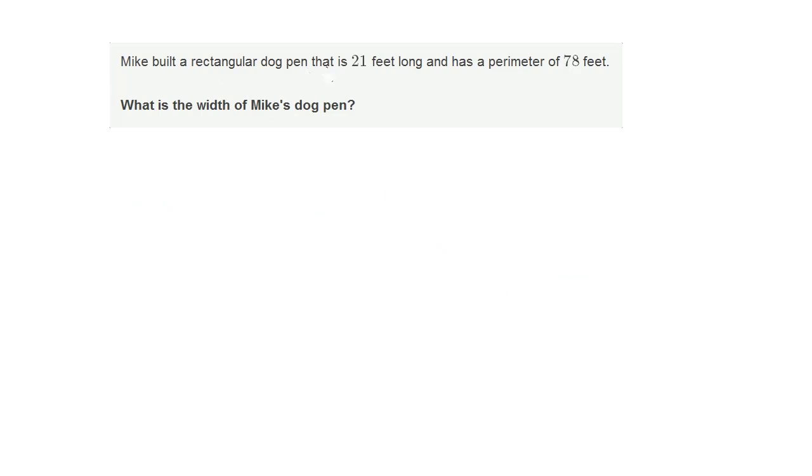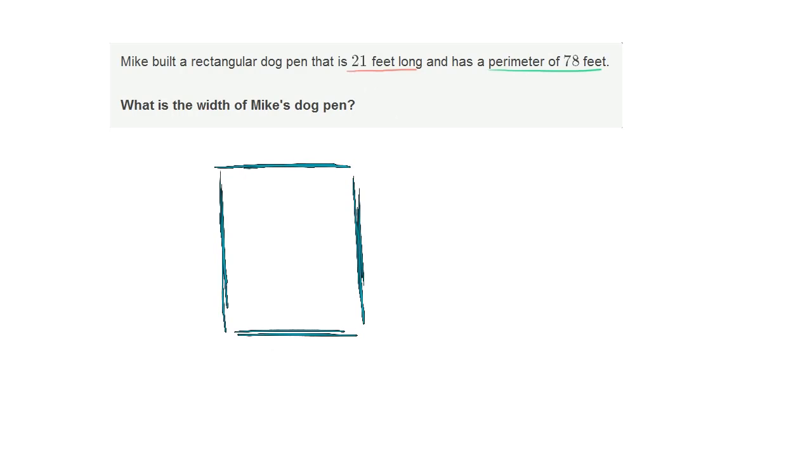Mike built a rectangular dog pen that is 21 feet long and has a perimeter of 78 feet. What is the width of Mike's dog pen? So let's draw what it might look like. It might look something like this. Do my best to draw it. A rectangular potential dog pen. So let's say that this is the dog pen right over here. And they give us its length. Its length is 21 feet. So this distance right over here is 21 feet. And of course, if that distance is 21 feet, this distance is also going to be 21 feet.